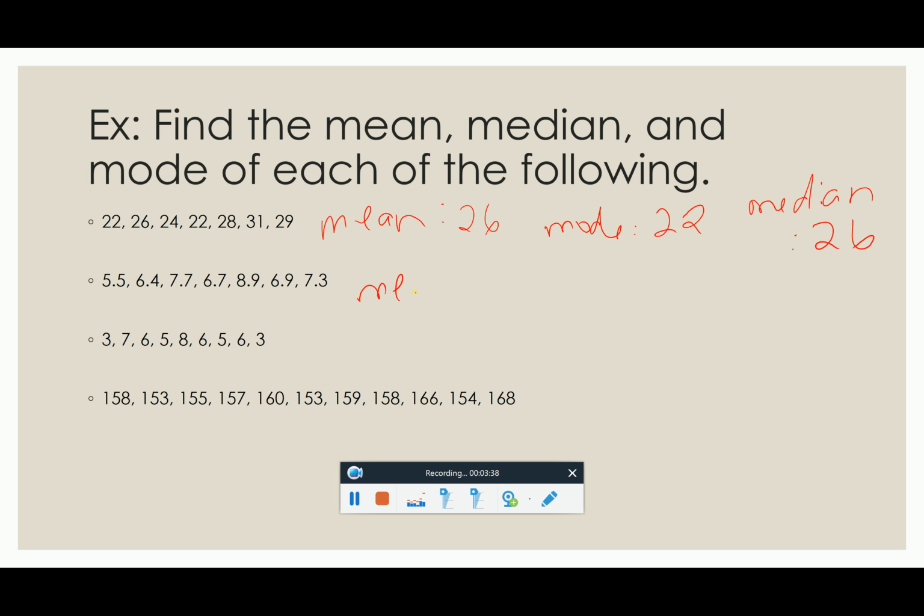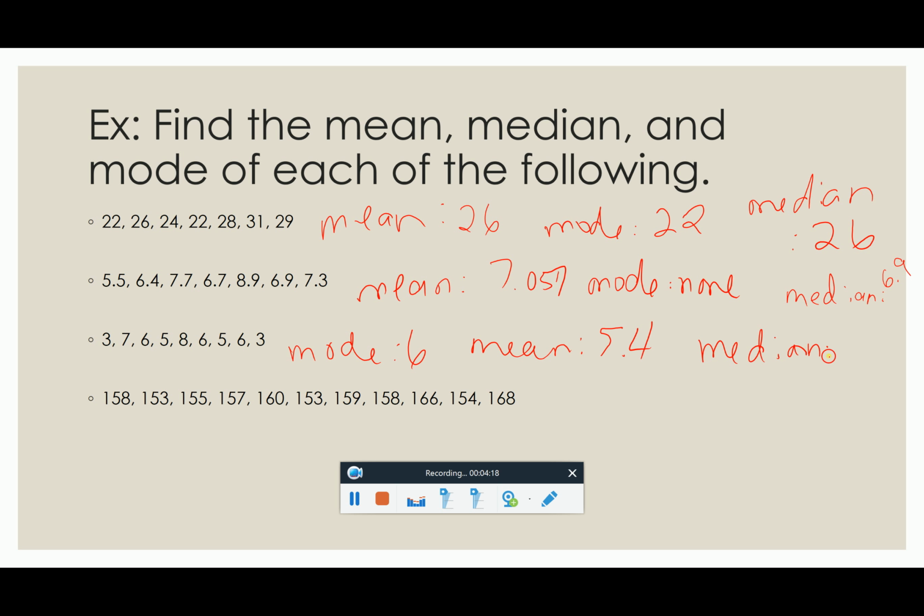The next one, the mean is 7.057. The mode, there is none. You can have none. And the median is 6.9. All right, so the next one, the mode is 6. The mean is 5.4, and the median is also 6.